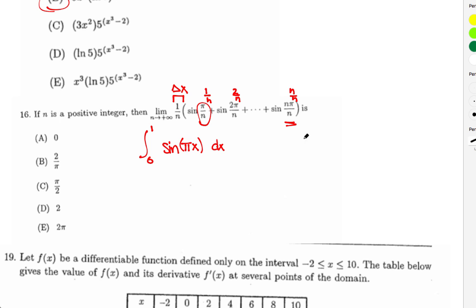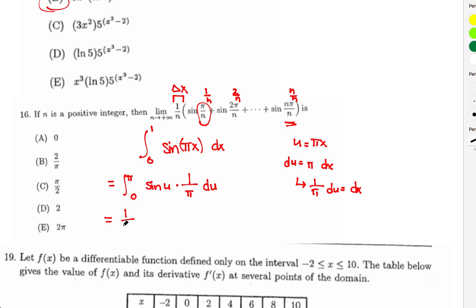In order to evaluate this, we need to u sub. So u is this pi x. Our du is going to be pi dx. In other words, 1 over pi du is equal to dx. And so we have, instead of 0 to 1, our new bounds are going to be 0 to pi, so 0 to pi of sine u times 1 over pi du. Oh, I forgot to mention what happened to the 1 over n. Well, that was just our delta x, so that became our dx there. So anyway, take that 1 over pi out.